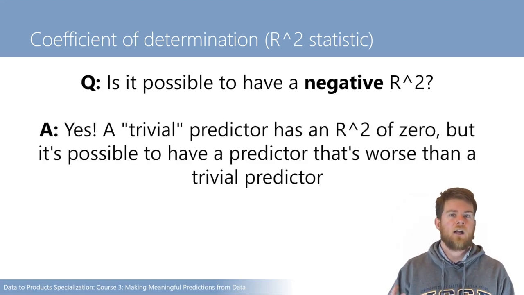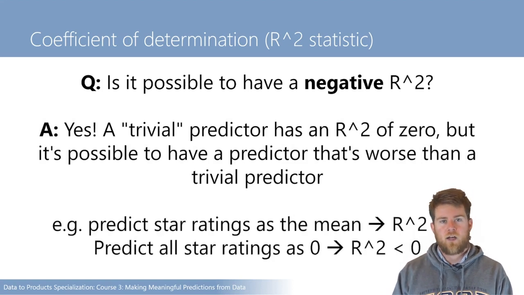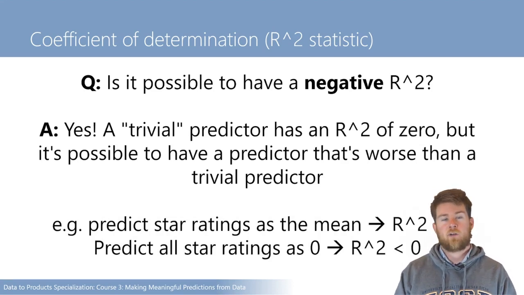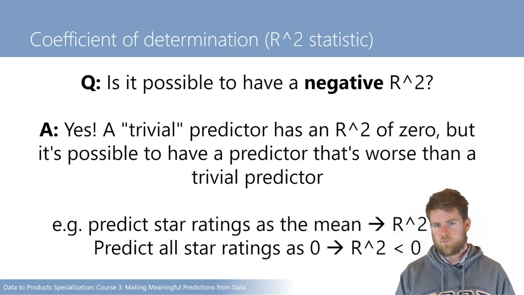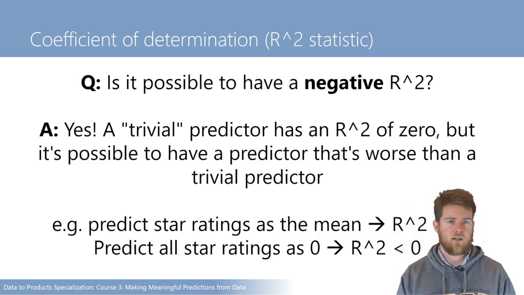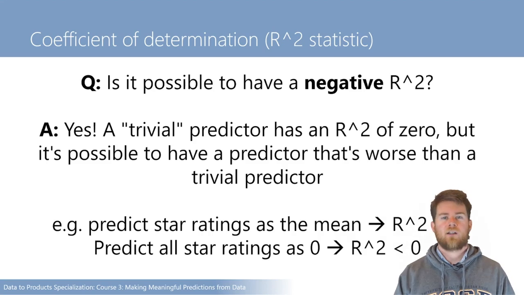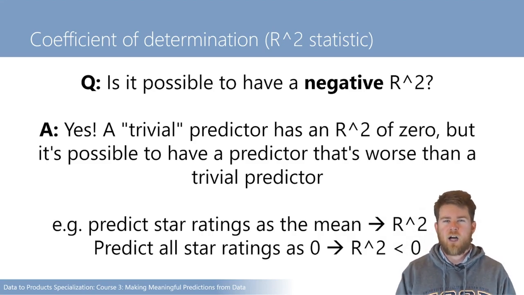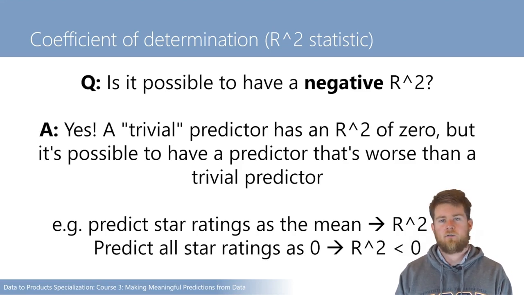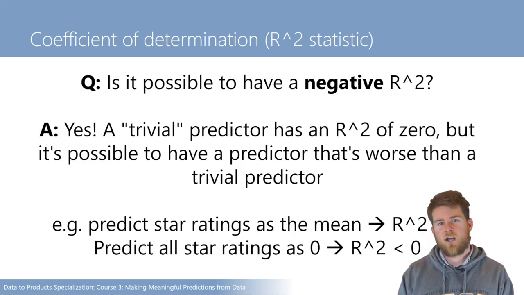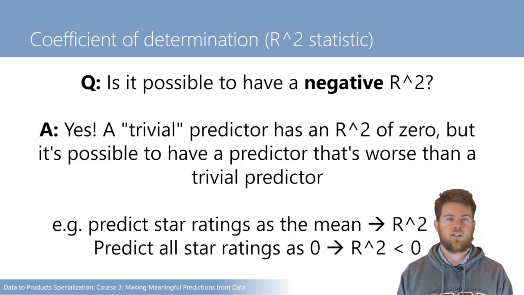All right, so a trivial predictor has an R-squared statistic of 0, but we could have something worse than that. For example, if we use the mean, we get an R-squared statistic of 0, but if we use anything other than the mean, we would actually get a negative R-squared statistic. So if we predicted all ratings 0 or all ratings 1 or all ratings any other value besides the mean, this would be worse than our most trivial predictor, and that would actually have a negative R-squared statistic. But for any reasonable predictor you should invent, you should typically get an R-squared between 0 and 1.